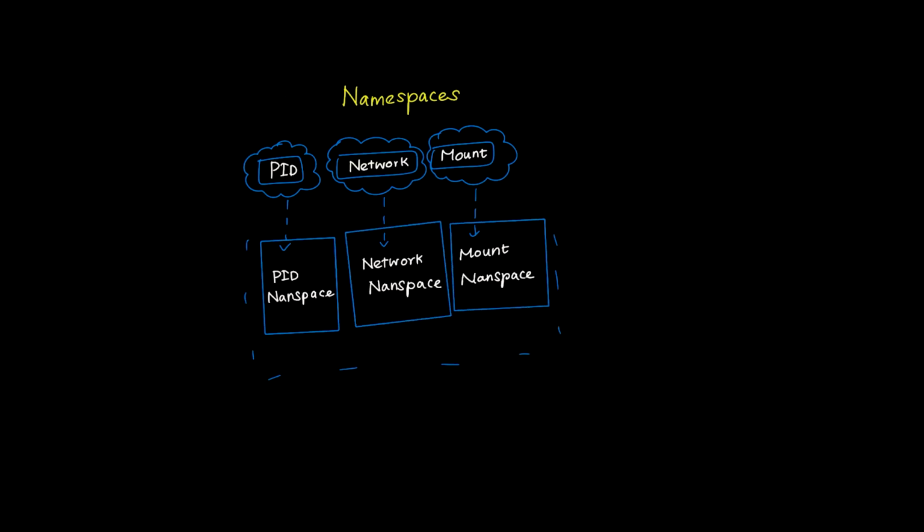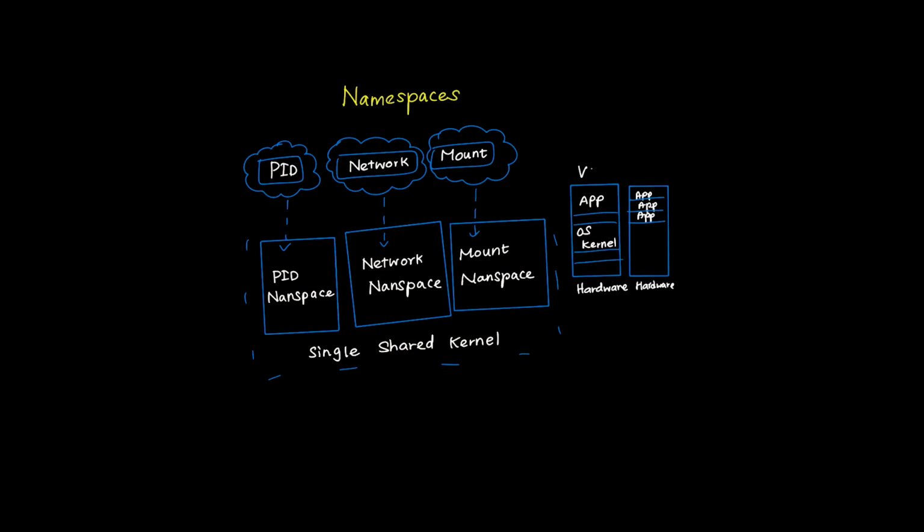Unlike virtual machines that virtualize hardware, namespaces virtualize the operating system's view of resources. This is incredibly lightweight. No hypervisor overhead. No duplicate kernels. Containers share the host kernel but can't see or interfere with each other thanks to namespace isolation.